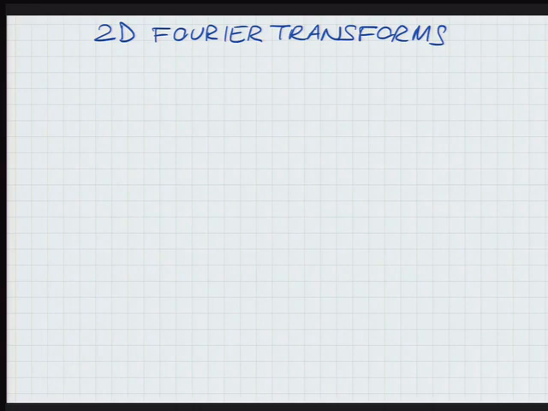And the significance of 2D in particular is that it's relevant to image processing, where images are two-dimensional objects. All right, so let's start with the continuous time Fourier transform.